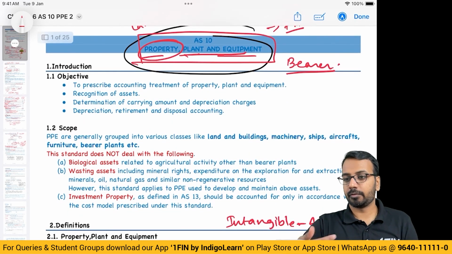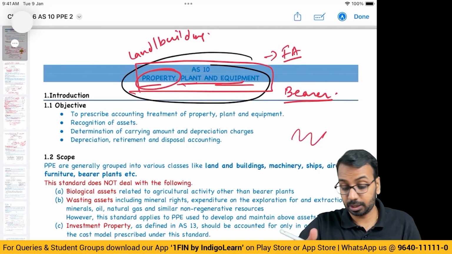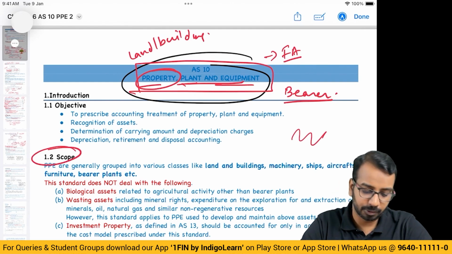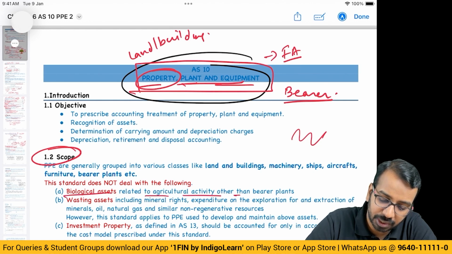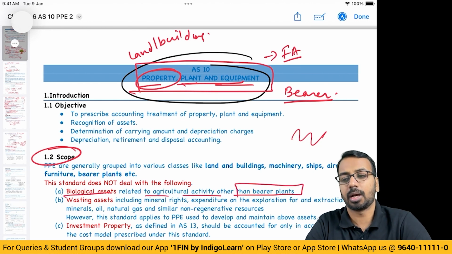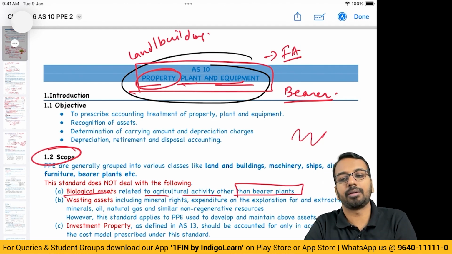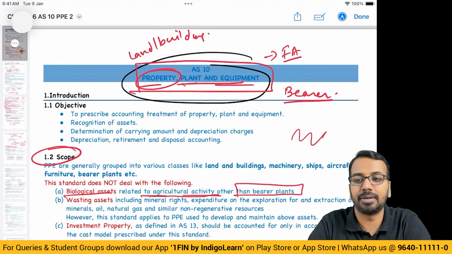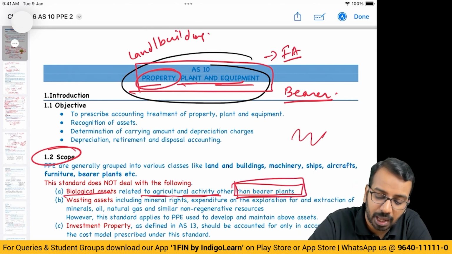Before we move further to other aspects, a quick discussion on the scope, which we left earlier. Now, when it comes to scope, what all are not covered? The standard does not deal with biological assets related to agricultural activity other than bearer plants. Biological assets means living animals, living plants, and all those things related to agricultural activity. If it is related to agricultural activity, it is not covered here. But if it is a bearer plant, then it is covered here.